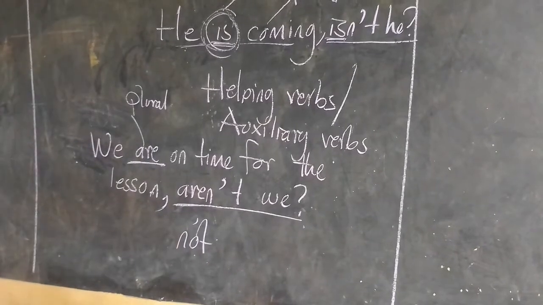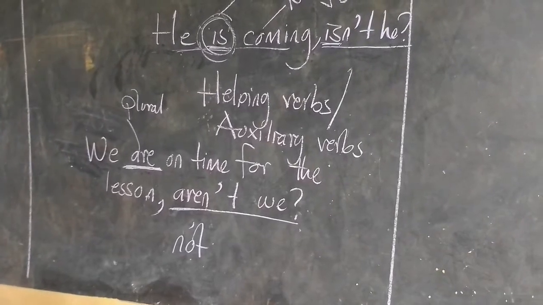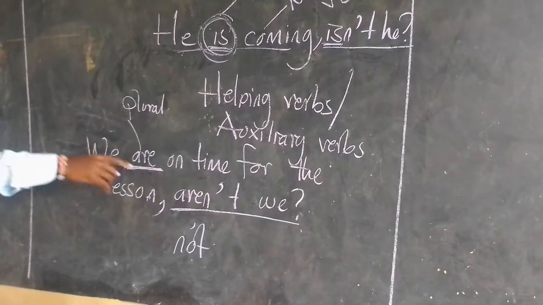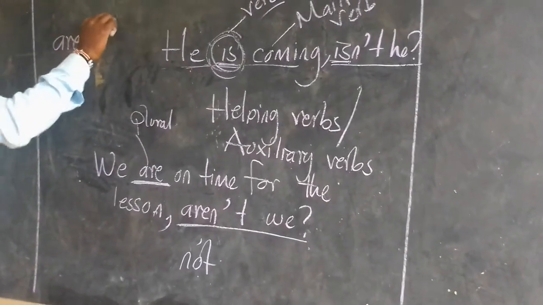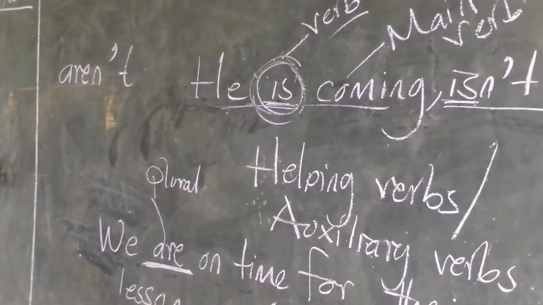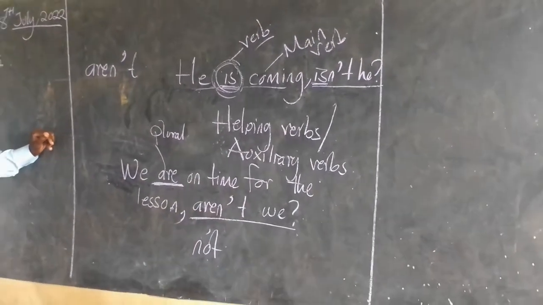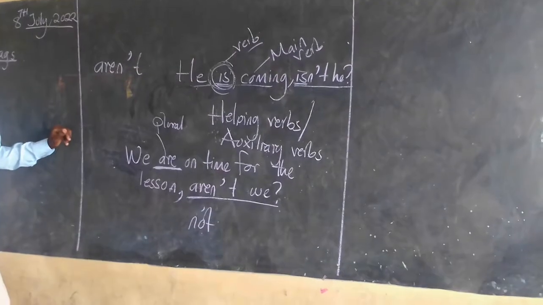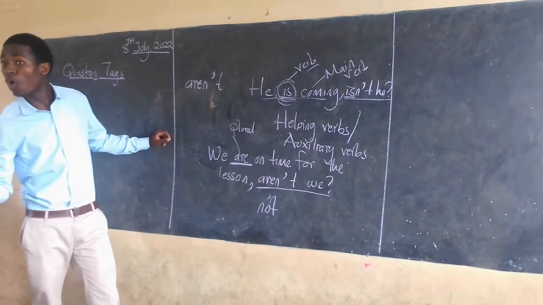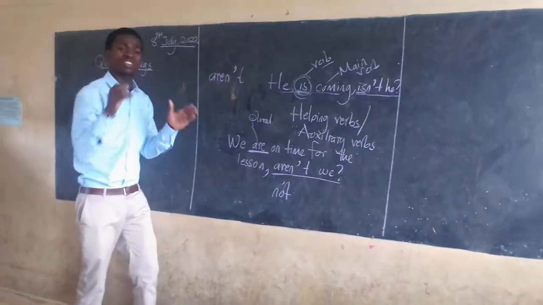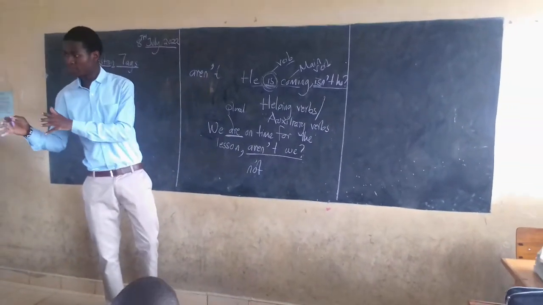Are we understanding? For instance, here our auxiliary verb is are. So for us to get the question tag, we are going to pick that auxiliary verb are and then add an apostrophe not. That is the rule. Are we understanding? And the rule which I also talked about in the morning is if the statement is in positive form, then the auxiliary verb must be in negative form. Did we say it in the morning? Yes. And if the statement is in negative form, then the auxiliary verb must be in positive form.